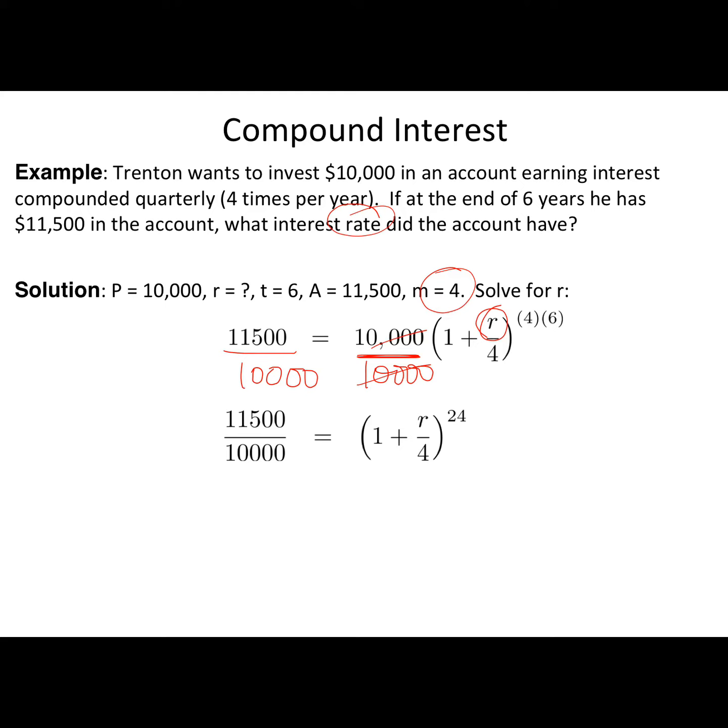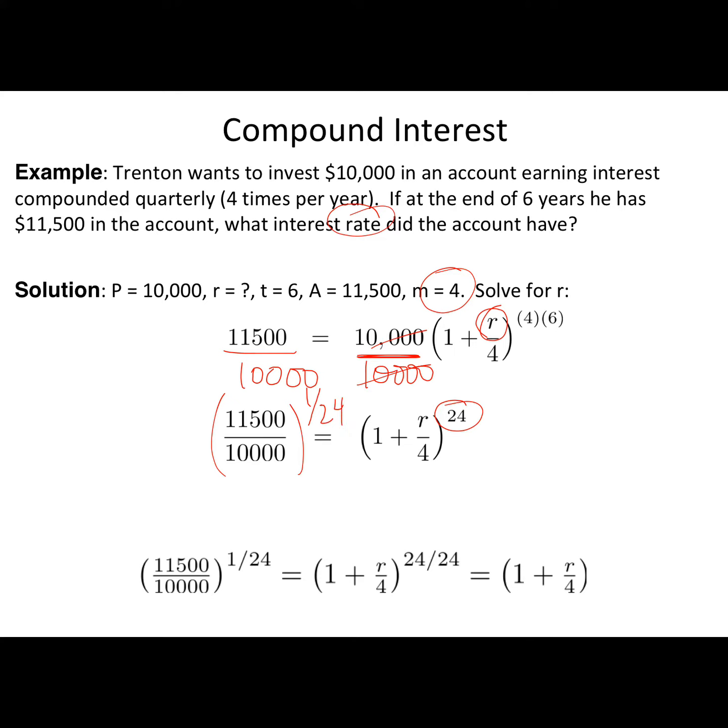All right, now to get to the R, the next thing in my way is this exponent, 24. Well, how would you undo if it was squared? You would take a square root, right? Or take it to the 1/2 power. So that's what we're going to do here. So let's take it to the 1/24 power. So I'm going to take both sides to the power 1/24. Now you can see here 1/24 times 24 is just 24/24, which is just 1. So that eliminates my exponent on the right side.